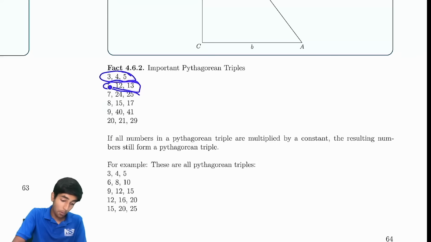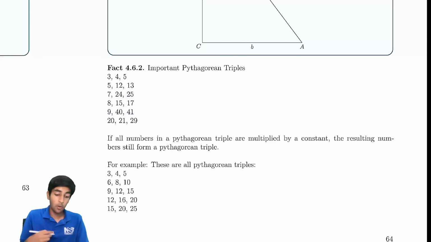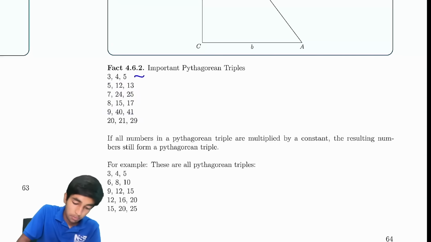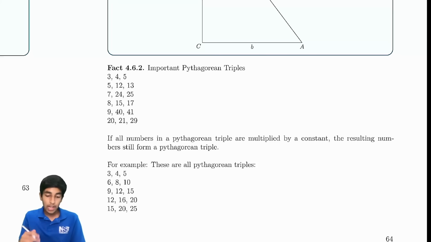Basically, these three sides form a right triangle, the ones over here. These are the most common ones. And a cool property is that you can multiply all the sides by 2, and it's still going to be a Pythagorean triple. Why? It's the same triangle scaled up.